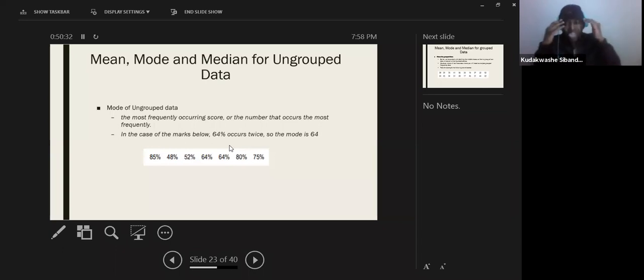When you are given raw data, which is individual data points, the mode of that type of data is the most frequently occurring score, or the number that occurs the most frequently. In simple terms, it is the number that is repeated the most times. In this case, on the data you have been given, 64 is repeated the most times, so 64 is the mode.